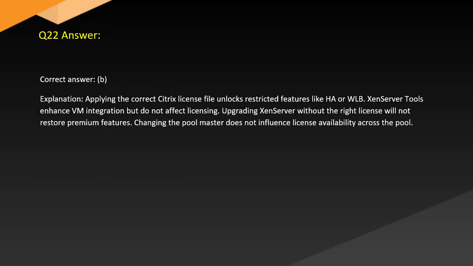Answer. Correct answer: B. Explanation. Applying the correct Citrix license file unlocks restricted features. XenServer tools enhance VM integration but do not affect licensing. Upgrading XenServer without the right license will not restore premium features. Changing the pool master does not influence license availability across the pool.